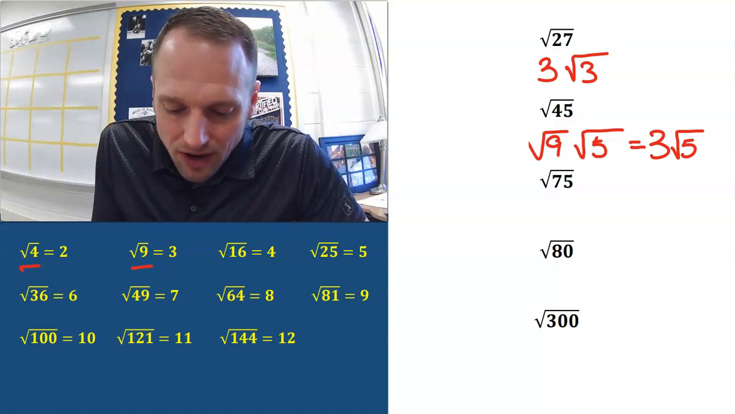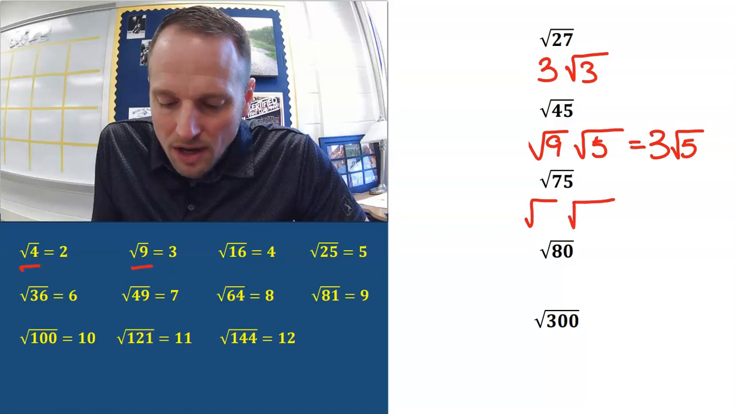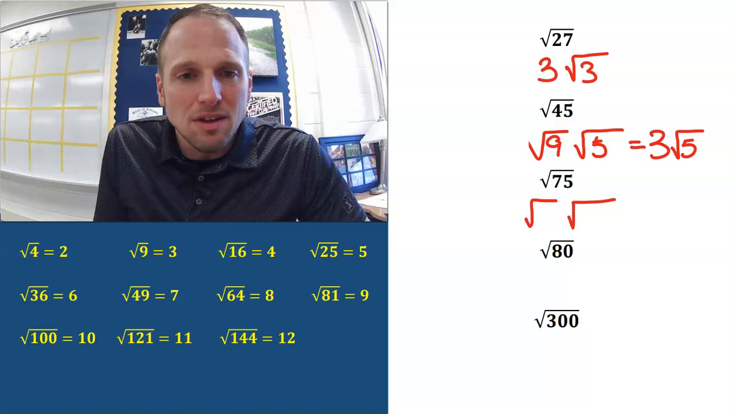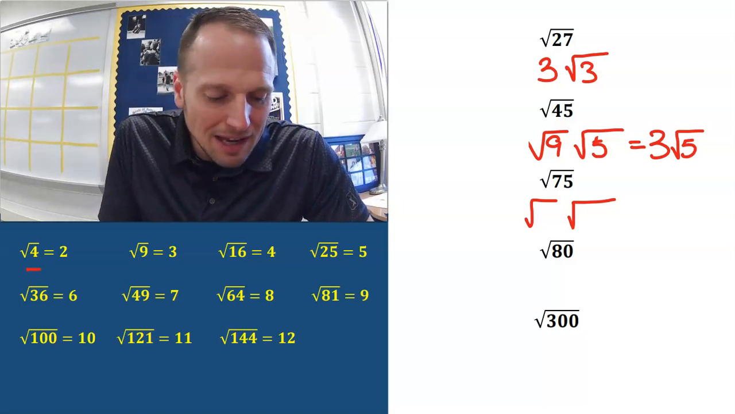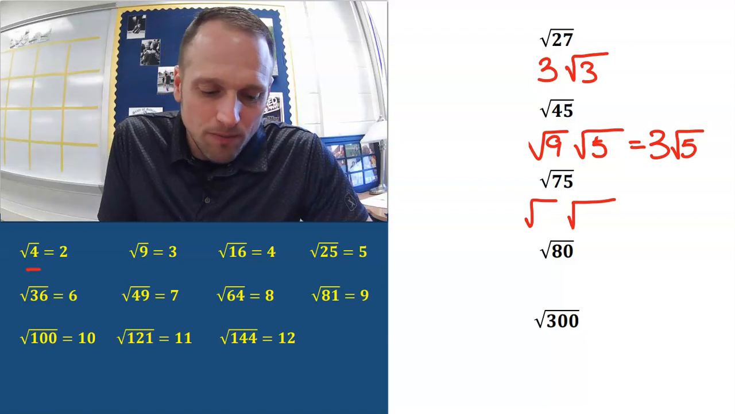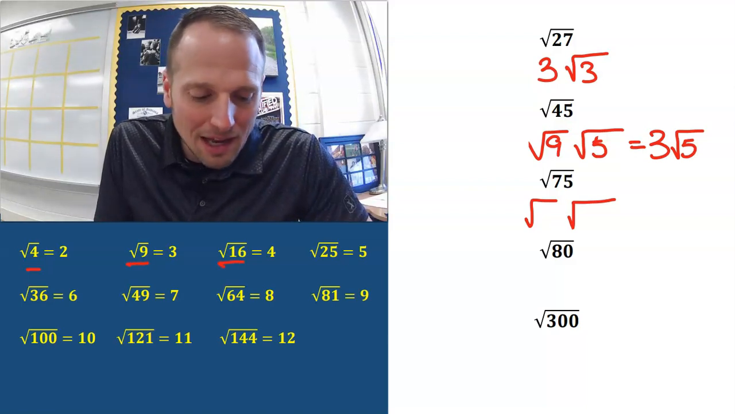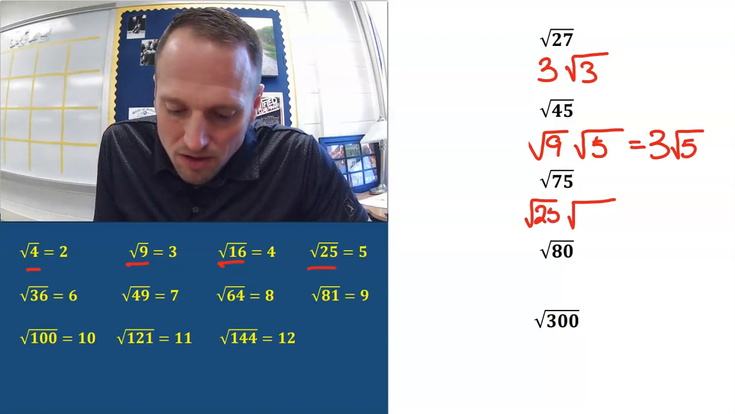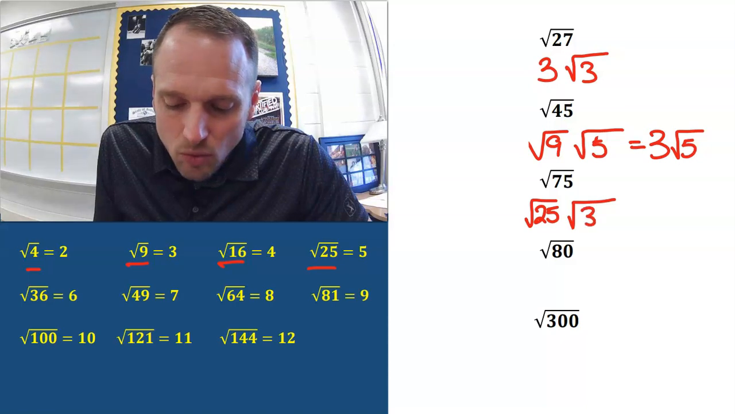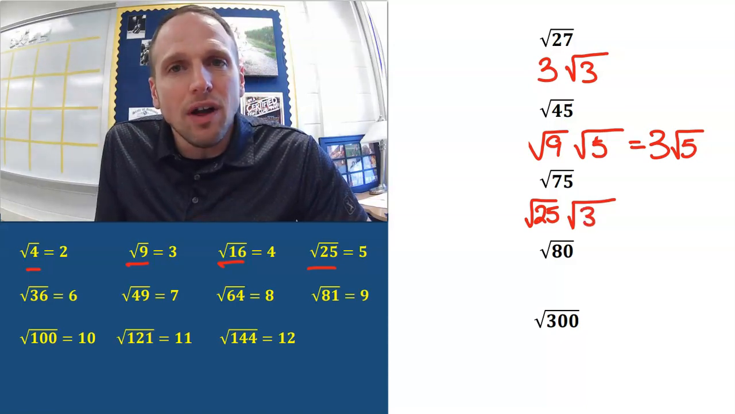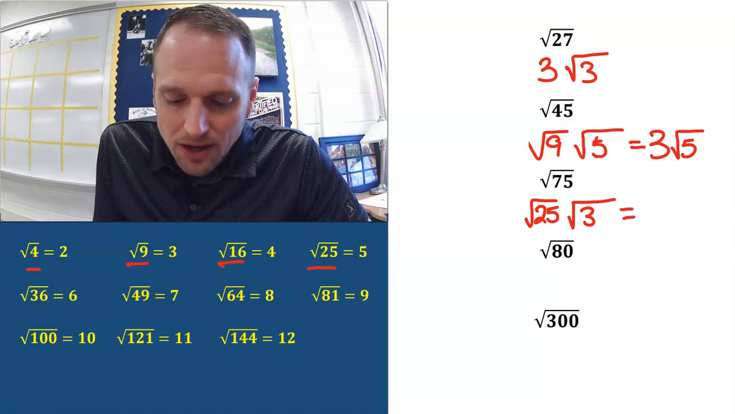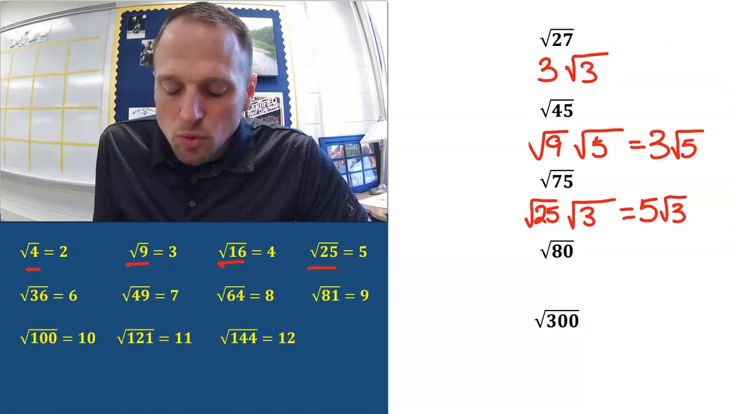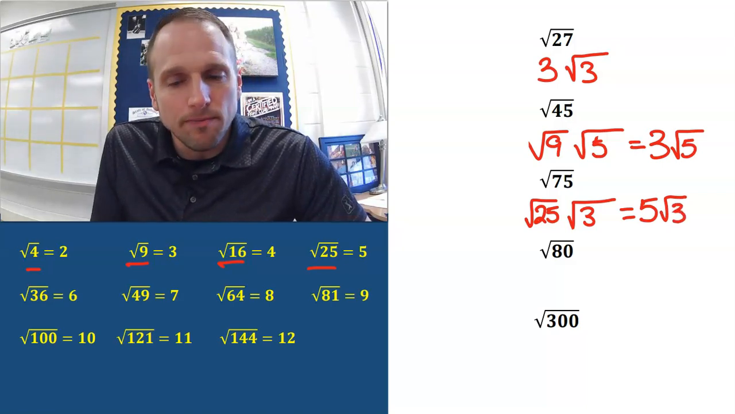Let's look at root 75. I need to find a perfect square that I can divide 75 by. I can't divide 75 by 4. Can't divide it by 9. I can't divide by 16, but I can divide by 25. So 25 times 3 is 75. Now let's simplify this. The square root of 25 is just 5, so we're just going to have 5 root 3.